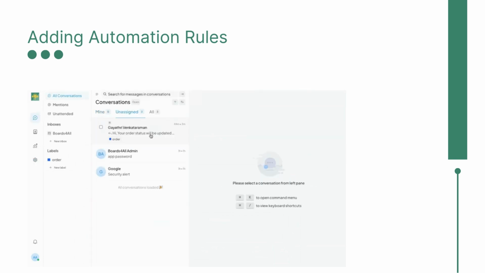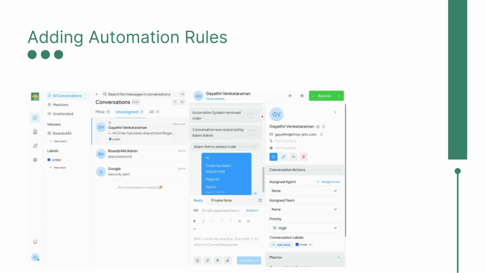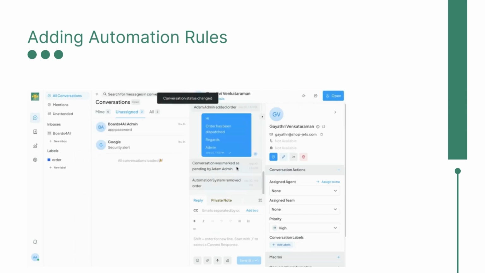So you can see there is a conversation here. So I reply to this conversation saying that order has been dispatched. So I send the email here. Okay, after sending the email, I mark the conversation as pending. So once I do that, you can see that the automation rule took over and it removed the label order from the email. So this is how an automation rule is executed.